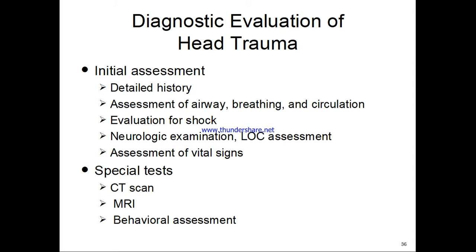Diagnostic evaluation of head trauma. For our initial assessment, we're going to get a detailed history, and then we're going to be simultaneously assessing our priorities, our airway, breathing, circulation, ABCs. We're going to evaluate for signs of shock, do a neuro exam, a level of consciousness assessment with Glasgow Coma Score, and assessment of vital signs, and then we'll do some imaging, primarily CT scan, or perhaps MRI if we need more. Behavioral assessment would be more useful for a child whose GCS is maybe a 14 or 15, but the parent's saying, oh, they're just not acting right, they're not themselves. So we document what the parent is reporting.